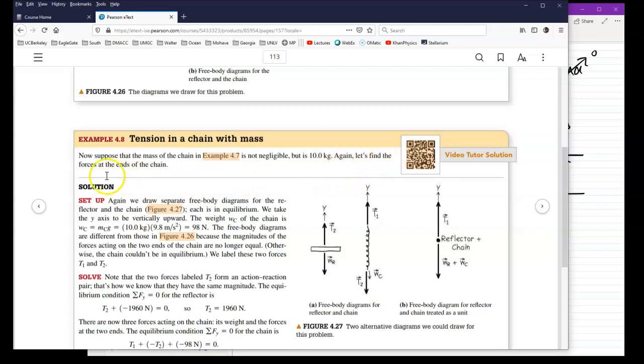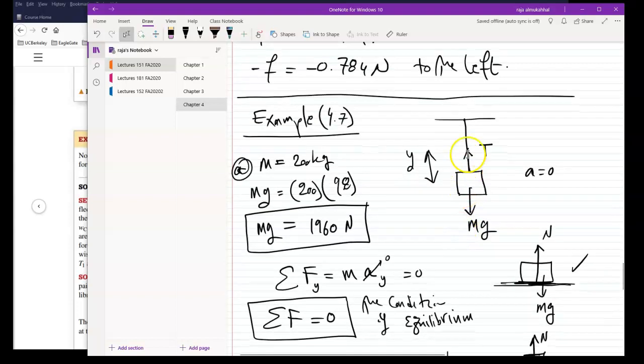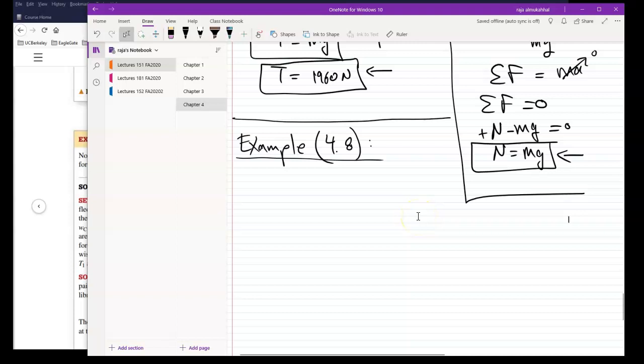Again, let's find the forces on the chain. So how do we do that? Well, let's draw the diagram again. Here we assumed the mass of the chain is massless, or really, really light compared to the big massive block, the reflector. But now we want to take the mass of the chain into consideration. What that means is this.